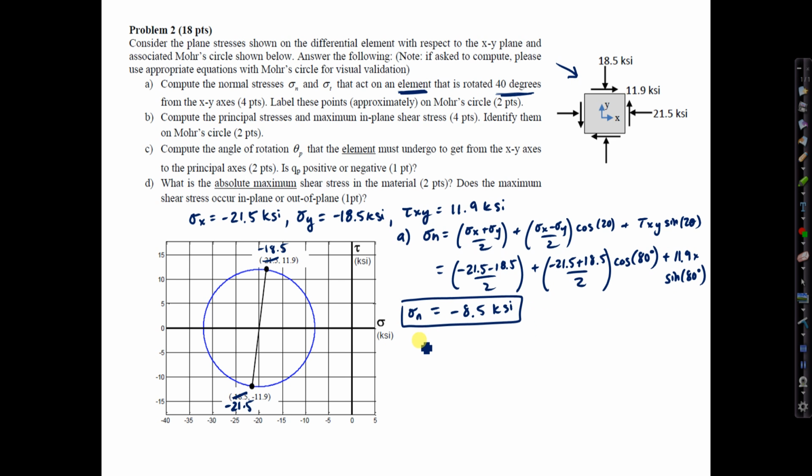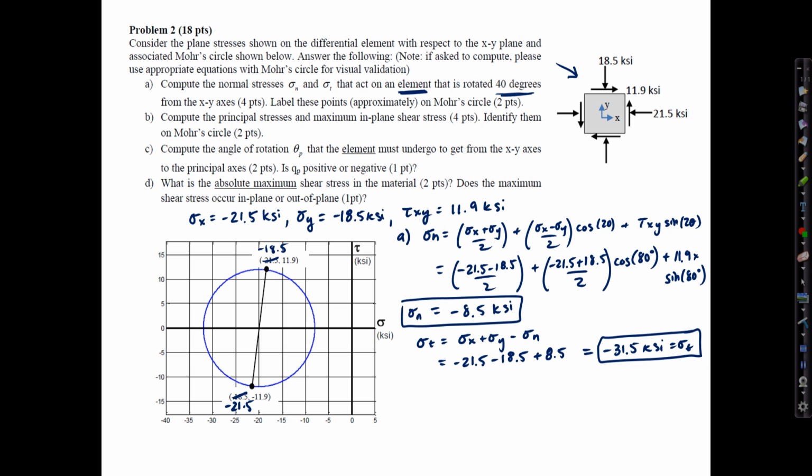We can find sigma t a little bit more easily from the relation that sigma t equals sigma x plus sigma y minus sigma n. So that would be negative 21.5 minus 18.5 minus a negative, so plus 8.5, which reduces to negative 31.5 KSI for sigma t. Notice we did not ask you to compute tau, just trying to save you a little time there.